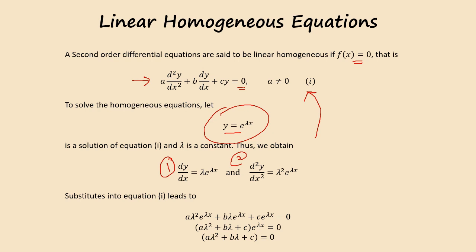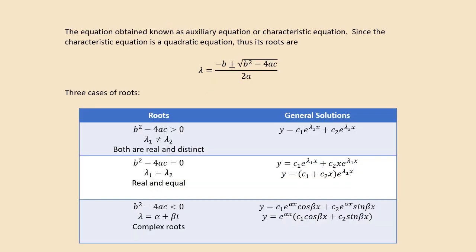So we obtain aλ²e^(λx) plus bλe^(λx) plus ce^(λx) is equal to 0. Then we factorize the e^(λx) and we simplify. So this is our final equation. The equation we obtained earlier is known as an auxiliary equation or characteristic equation.